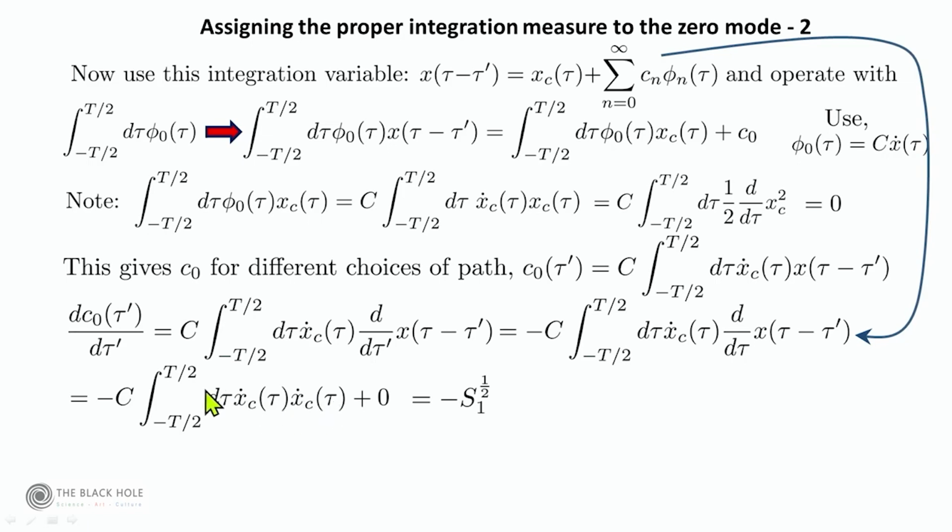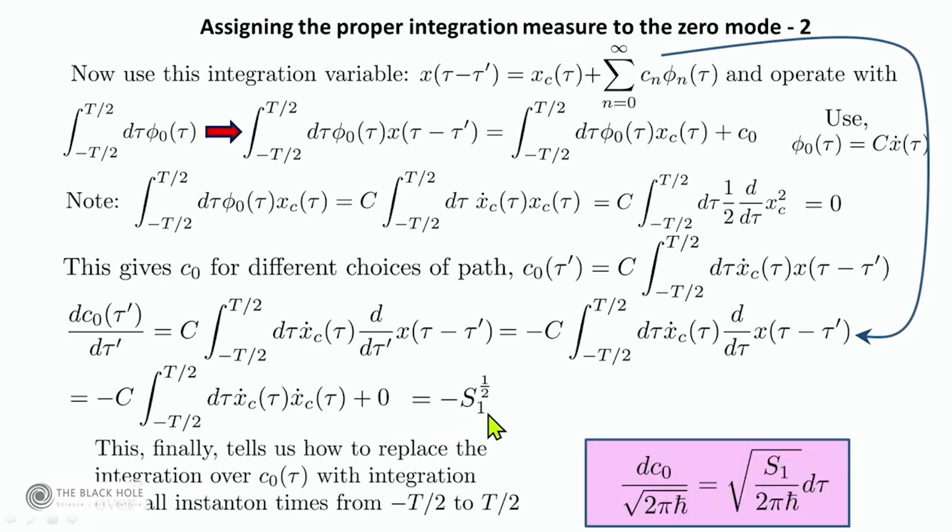This is S1, and when we stick in that C1 as square root of 1 over S1, then we get dc0 by d tau as this, and now we're done. So finally, we know how to replace the integration over C0 of time, C0 of tau, where tau is imaginary time, with the integration over all instanton times going from here to here. So this is our final result.